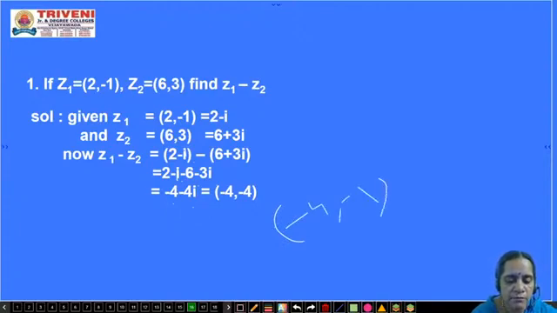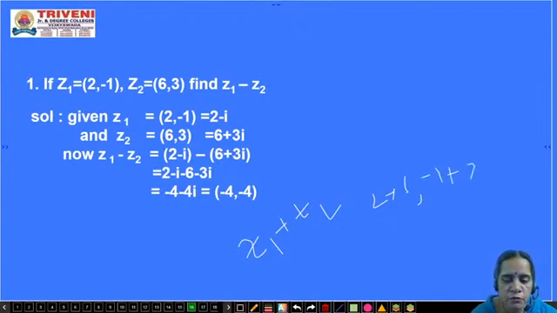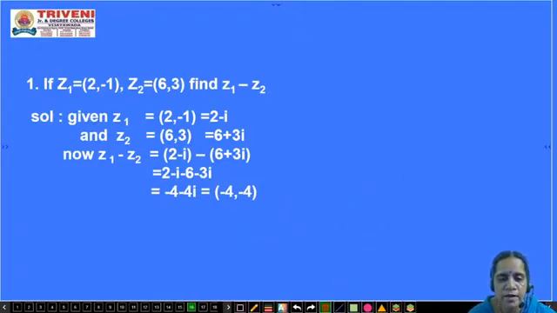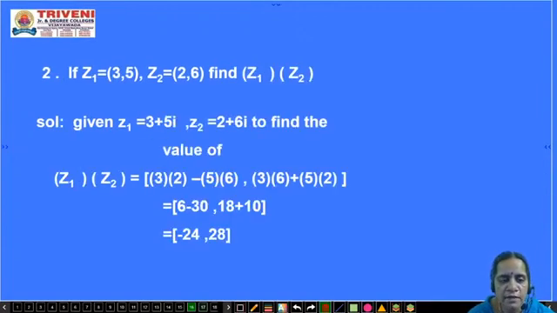And in this way we can also add the two complex numbers, z1 plus z2. What do we get here? 2 plus 6 comma minus 1 plus 3. 2 plus 6 is 8, and minus 1 plus 3 is 2. It can be written in the form 8 plus 2i. This is how we find the addition of complex numbers and the difference of complex numbers also.